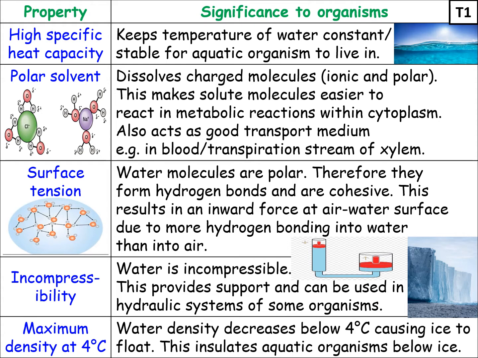One other property of water is that it has a maximum density at 4 degrees Celsius. Water density decreases below 4 degrees Celsius, and that causes ice to float. For most materials, the solid is a higher density than the liquid. However, for water, below 4 degrees Celsius, solid water, which is ice, floats because it has a lower density than liquid water, and this is useful for organisms because it insulates aquatic organisms that live below the ice.